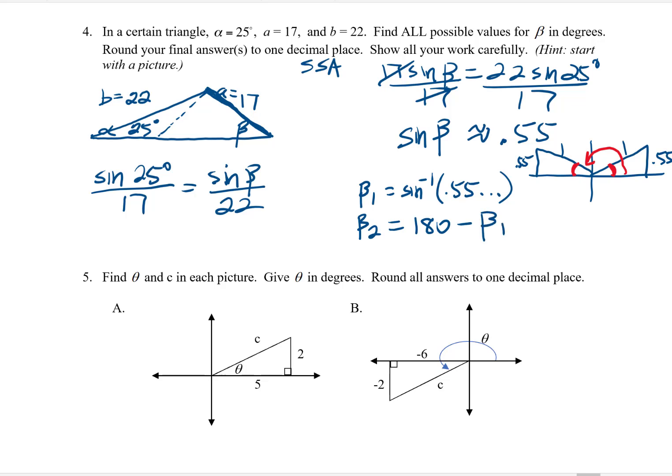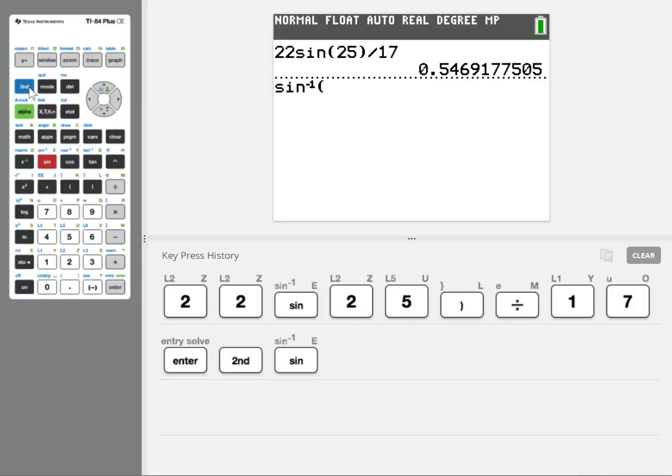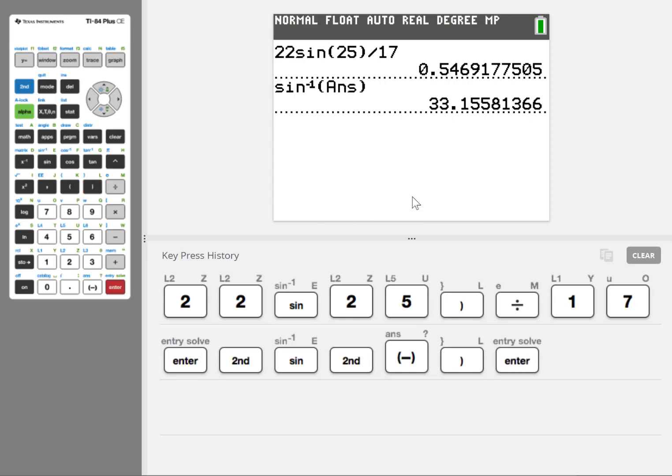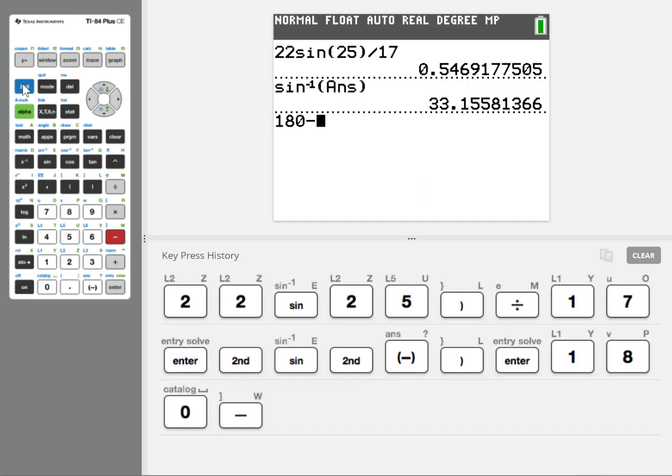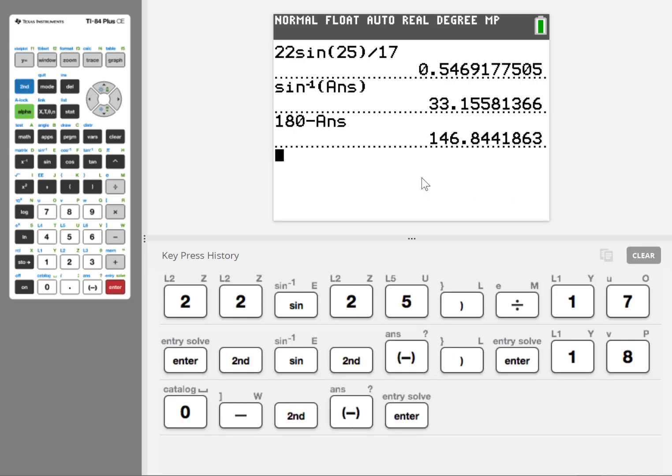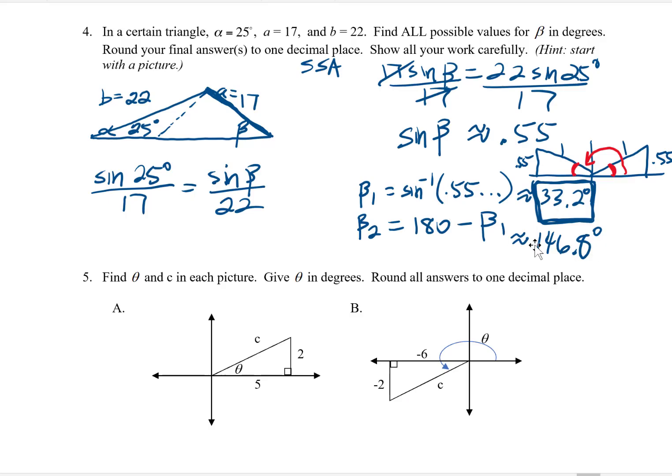So let's see what's going to work out here. Sine inverse of that last answer, that 0.55 number, comes out to be 33.2 degrees. So there's one possible value of angle beta. The other one, according to my picture, would be 180 minus that. 180 minus the 33 number comes out to 146.8 degrees. Now, is that a possible answer?